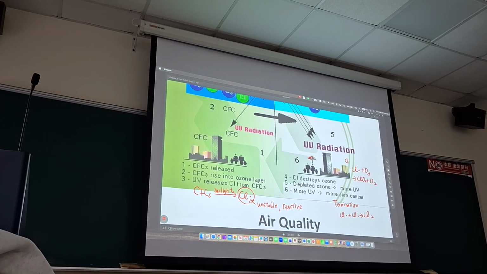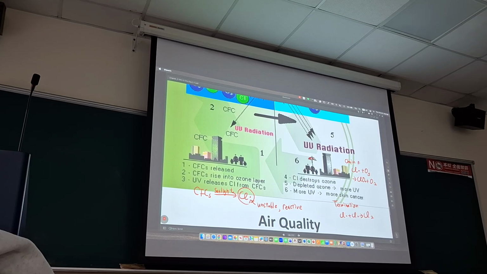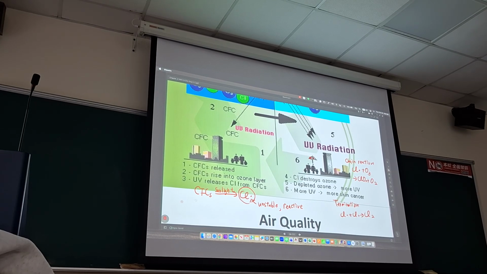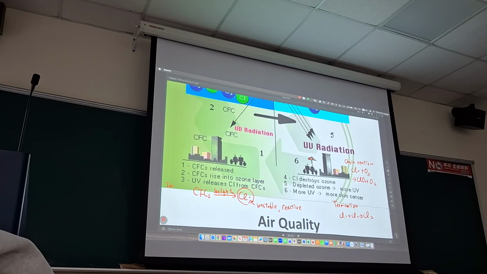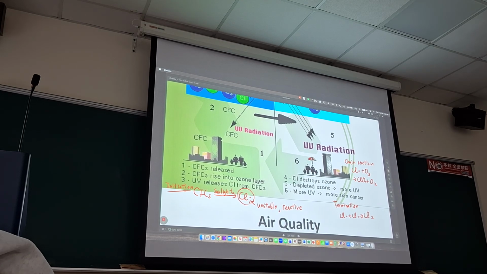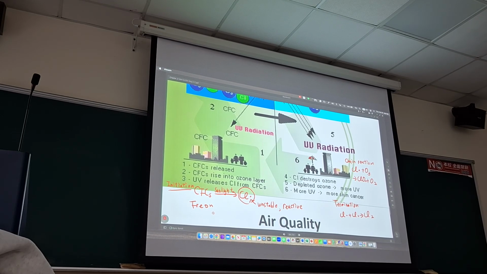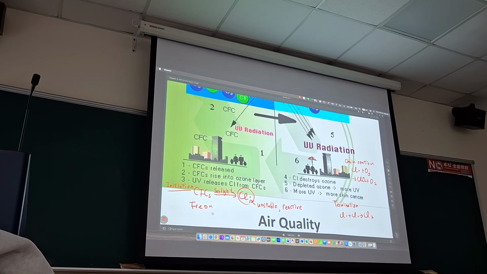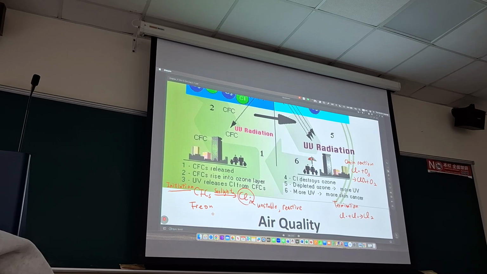Let me put chain reaction here. So this is initiation. Initiation is when CFCs like freons, for example the product name freon, are broken down by sunlight, by radiation, and generate chlorine free radical. And we know a free radical is very unstable, which means it's very reactive.